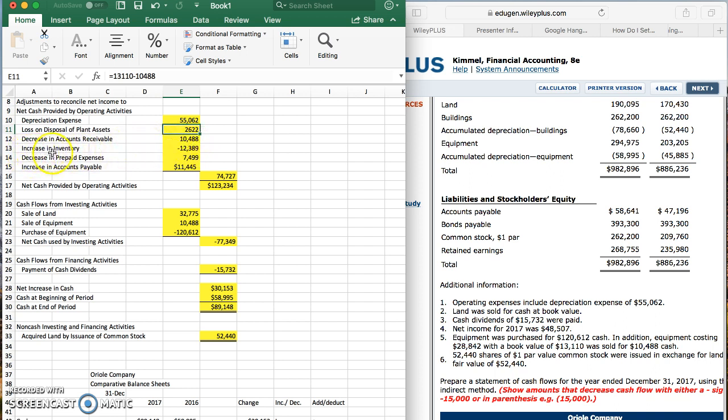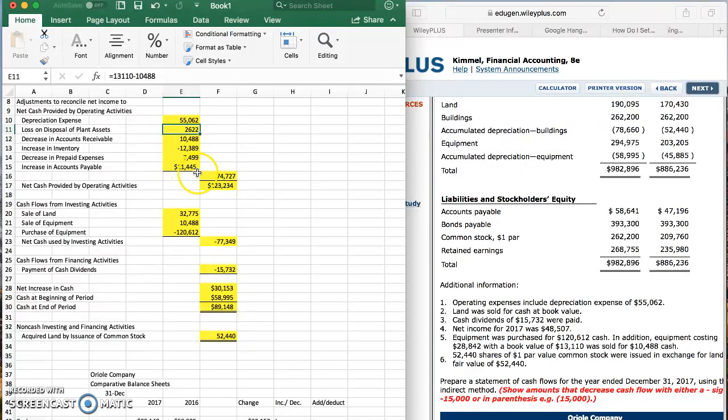The increase in inventory, because inventory is a current asset and it was increased, we're going to subtract or deduct from cash, $12,389. Prepaid expenses was decreased, and so we're going to add the $7,499 to cash, and there was an increase in accounts payable by $11,445, and we're going to add that to cash.